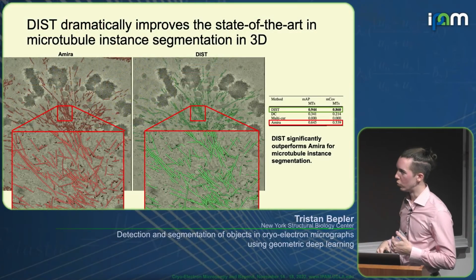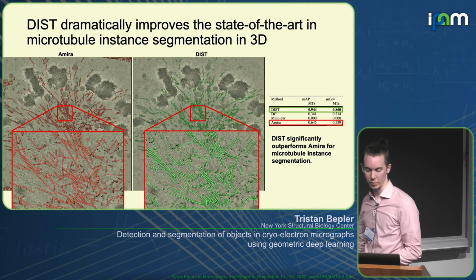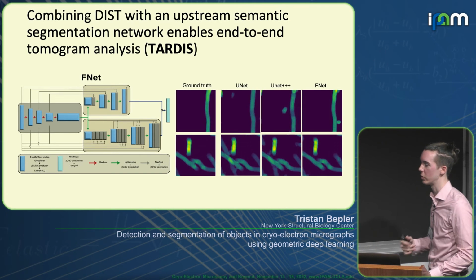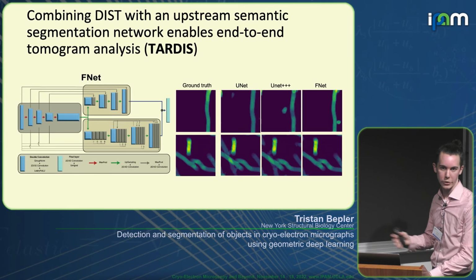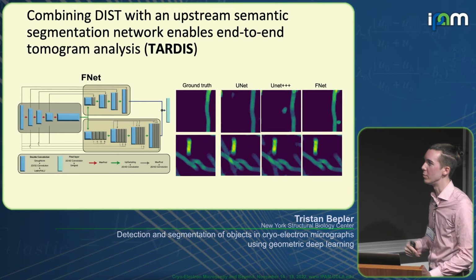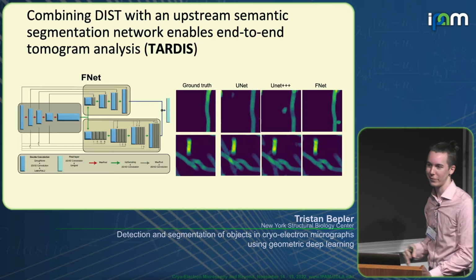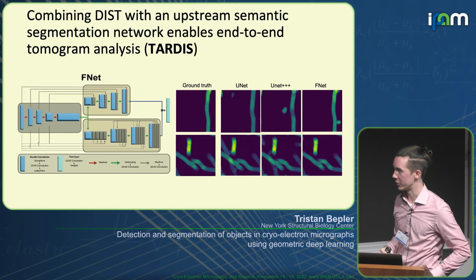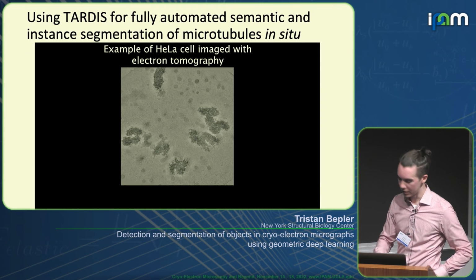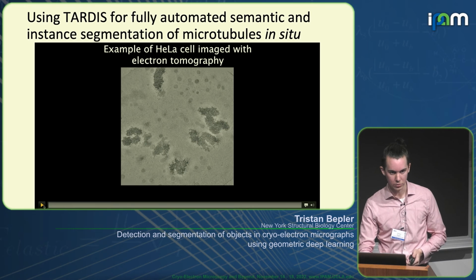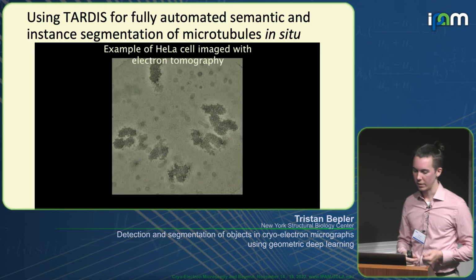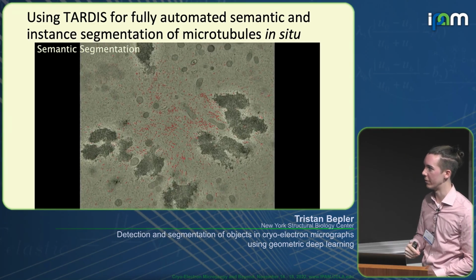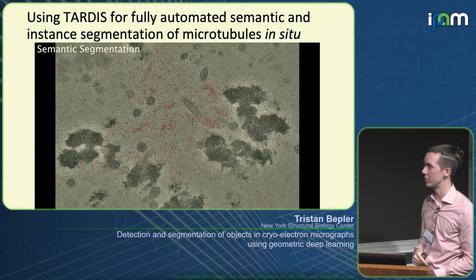And so with this point cloud transformer, we've put this into a whole end-to-end framework for actually doing microtubule analysis. The thing is, this doesn't solve the semantic segmentation problem, right? We're only doing instance segmentation. So we have another network for doing the actual semantic segmentation part. If we put this all together, we can do end-to-end, fully automated semantic and instance segmentation of microtubules. I'm showing you an example here of this applied to a heliosyl, so in situ.